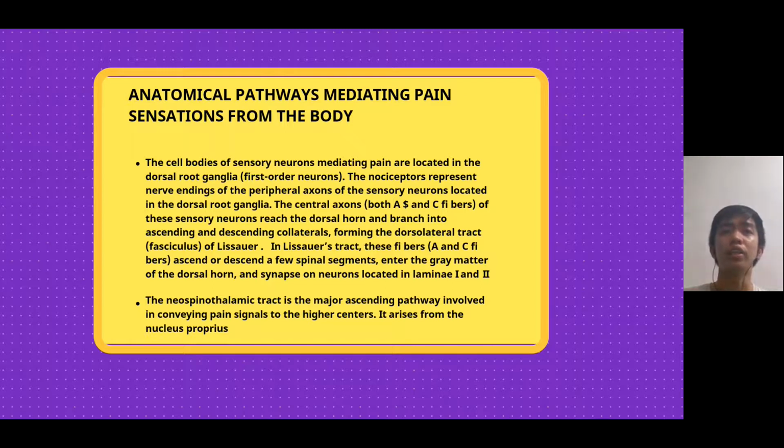In Lissauer's tract, these fibers, A and C, ascend or descend a few spinal segments, enter the gray matter of the dorsal horn, and synapse on neurons located in laminae 1 and 2. The neospinothalamic tract is the major ascending pathway involved in conveying pain signals to the higher centers. It arises from the nucleus proprius.